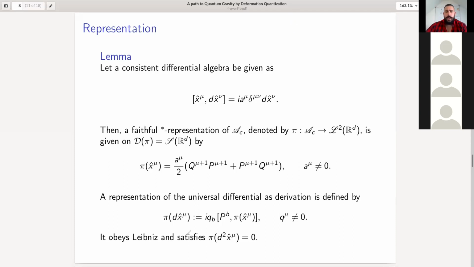And now I chose a representation of the universal differential as a derivation. The best derivation there is, is a commutator. So I represented the elements x of the algebra by these operators, and the representation of the differential of that by just taking the commutator with the representation of x. It obeys Leibniz and it satisfies d squared x^mu equal to 0 due to the symmetry.